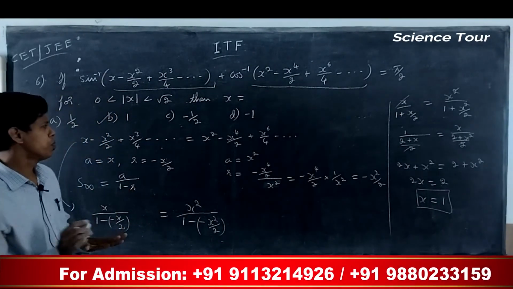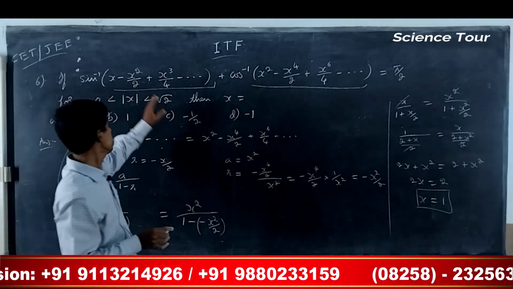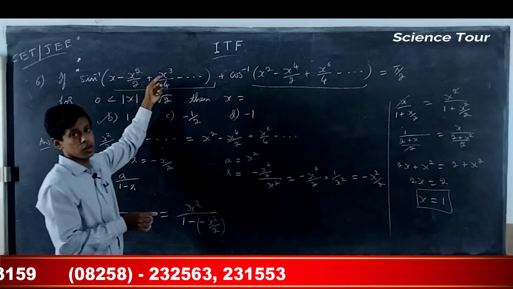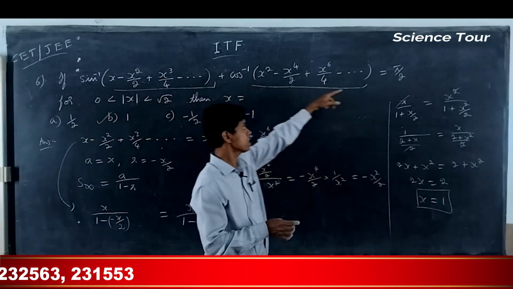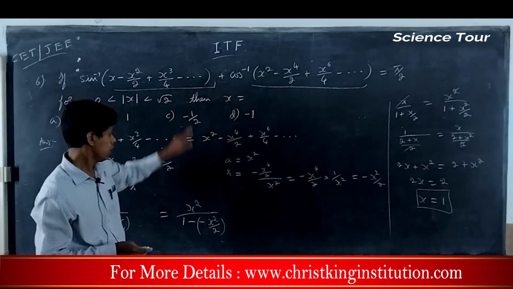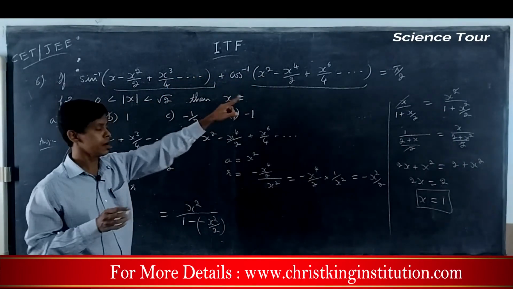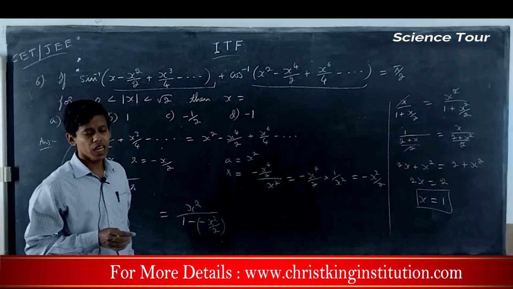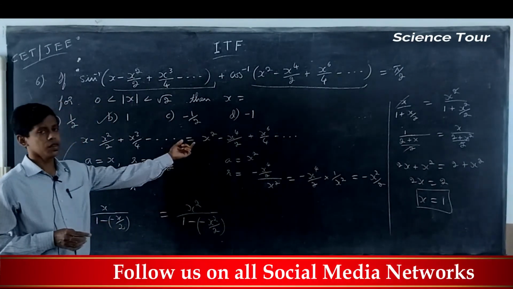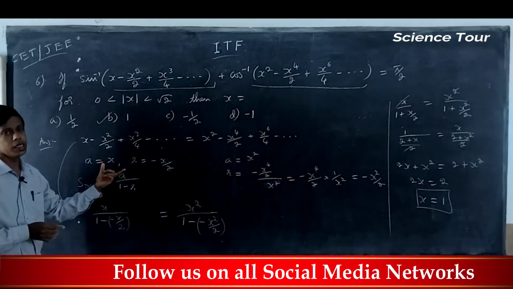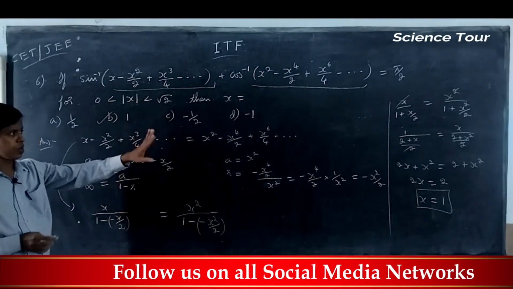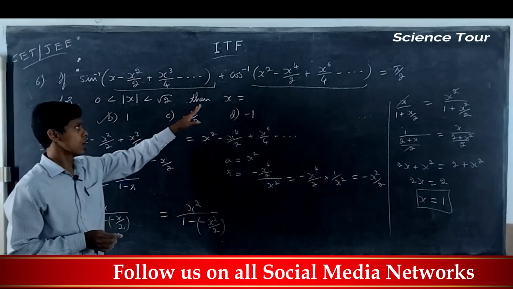This question is based on the property of inverse trigonometry: sine inverse of x plus cos inverse of x is equal to pi by 2. If these quantities are equal, only then will you get pi by 2, otherwise you will not. Since you have got pi by 2, the quantities are equal and it is an infinite GP. Use the infinite GP formula, equate them, simplify the fractions, and you get the value of x.